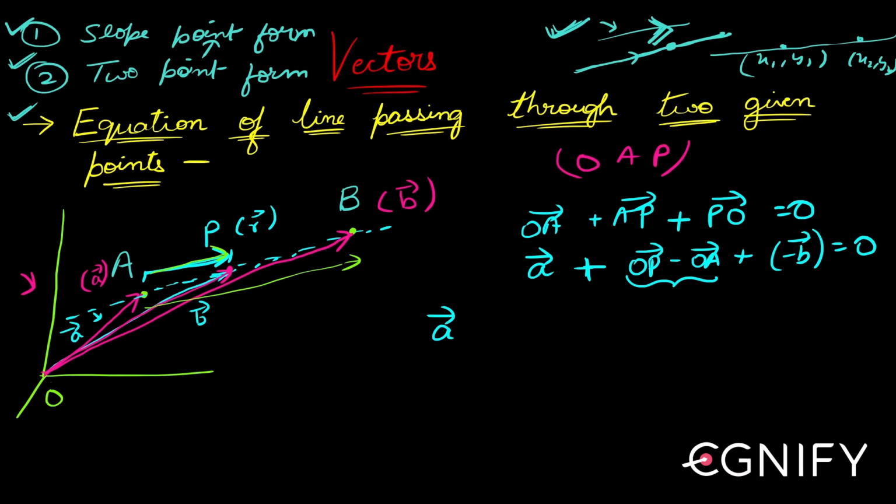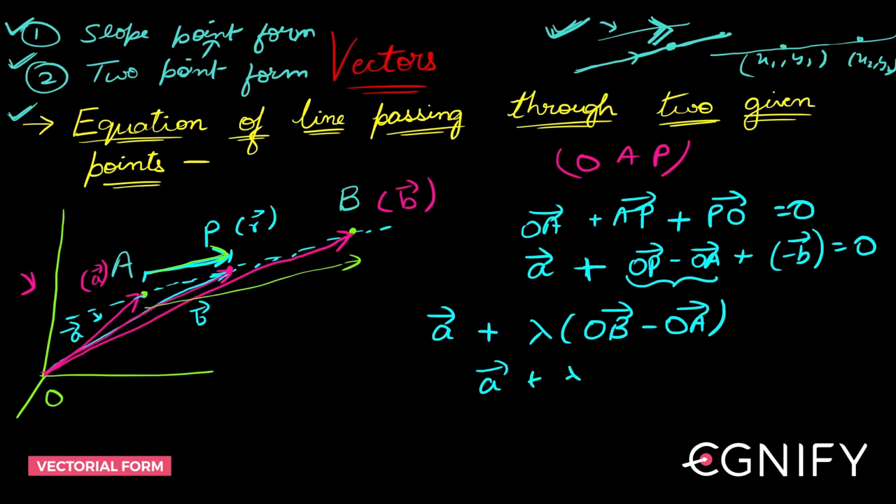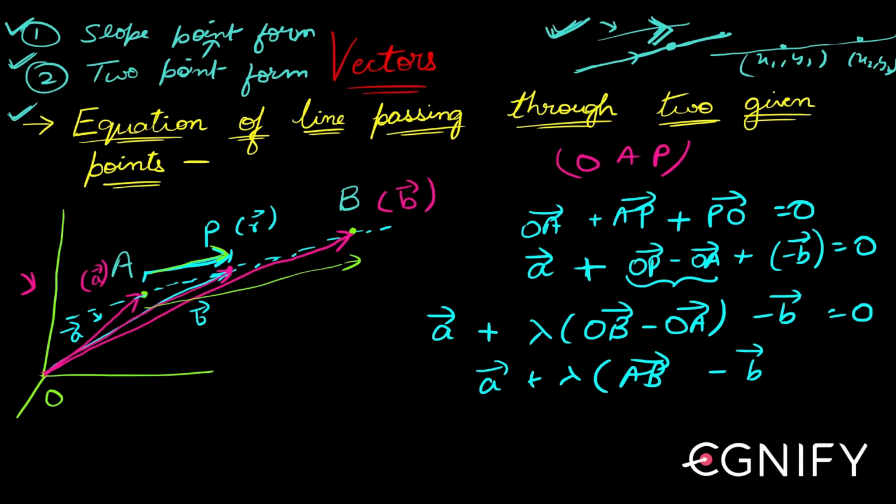So I'll write A bar plus OP bar minus OA bar can be written as lambda into OB bar minus OA bar. Right? What is your OB bar minus OA bar? It is nothing but lambda into AB bar. Right? Lambda into AB bar, and this minus B bar will be there as it is. Sorry, this is not your minus B bar. This is your R bar. In fact, it's your minus R bar, because your OP bar is R bar, so PO bar will be minus R bar. This is your minus R bar.